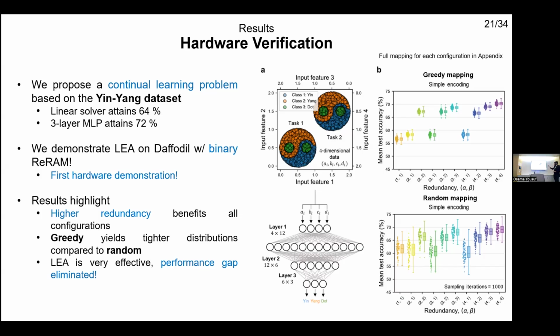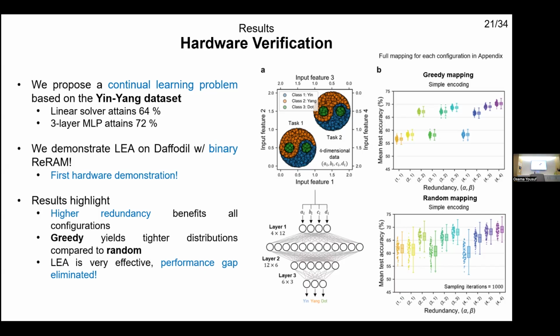The baseline here is around 72%, and at the highest level of redundancy, we're able to finally see that we get performance that's within 1% of the actual baseline. So no performance gap if you have at least a redundancy level of 4. At the bottom plot, the only difference is that we're now using random mapping.